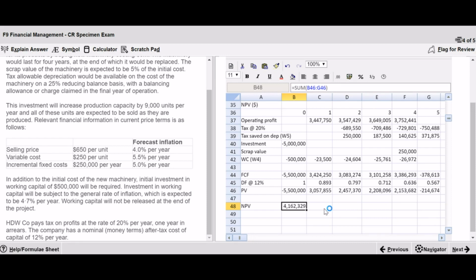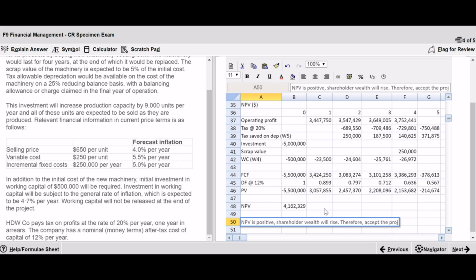And I can make a comment here and say, well, NPV is positive, shareholder wealth will rise, therefore accept the project. And this will ensure that I have earned all the marks here.